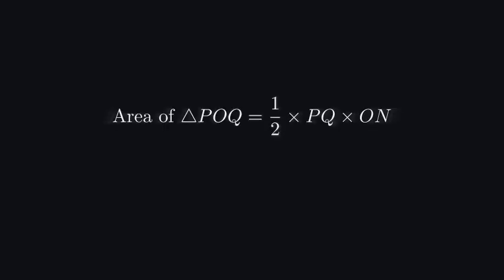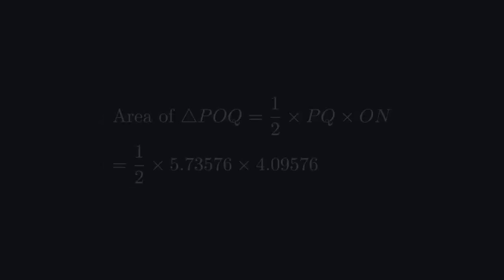Use the right triangle area formula. Area of POQ equals 1 over 2 times PQ times ON, which equals 1 over 2 times 5.73576 times 4.09576. We use PQ as the base and ON as the height. The area of triangle POQ is approximately 11.746 square centimeters.